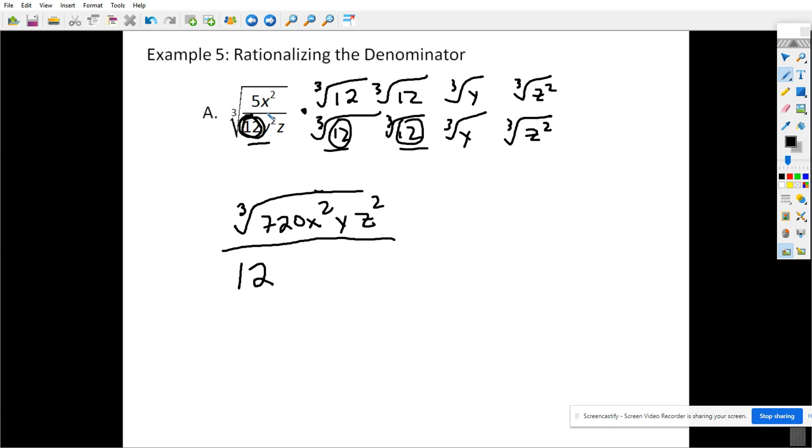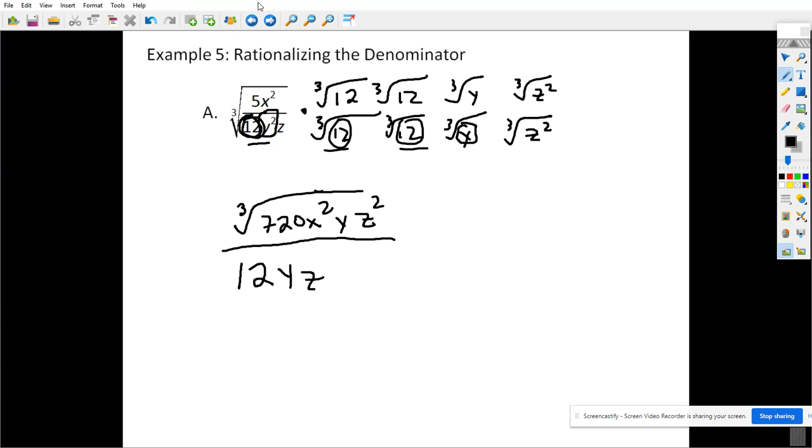Same thing with the y. I have 2 y's. I multiply by 1 more. That gives me 3 y's. The cube root of y to the third is just y. And then same thing with the z's. I have 1 z. I multiply by 2 more. It gives me 3. So on the bottom, it's now rationalized. Now I have to look at the top and ask myself, does 720 have a perfect cube in it?